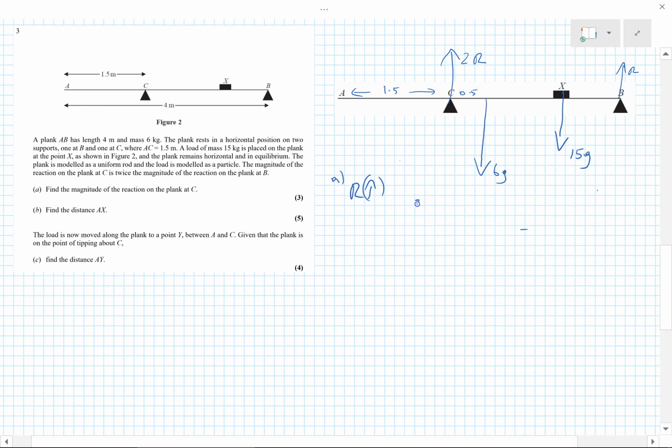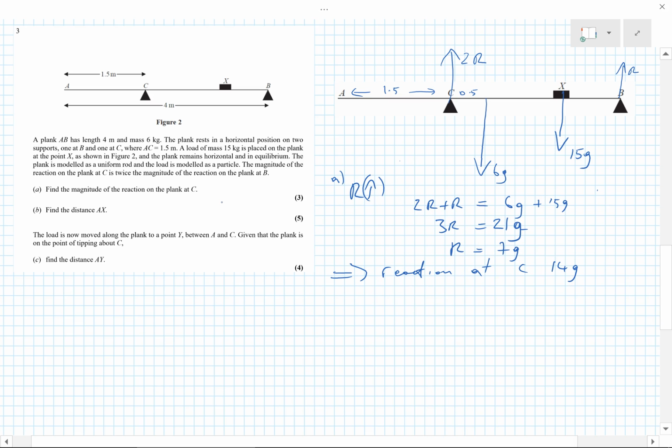If we resolve vertically, it's always an easy equation to use. So 2R plus R is equal to 6G plus 15G. So 3R equals 21G. So R equals 7G, but do take care because it's wanted the reaction at C. So if you've done it that way, used R and 2R, then we need to double. So the reaction at C is 14G.